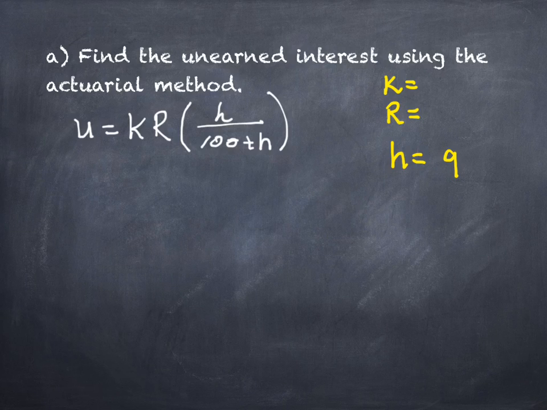R we never found, so we're going to need to find that in a moment, but K is the easiest of the values to find. What is K going to be here? 13. Is it 13? It's actually going to be 12. So, Terry, why is it 12?